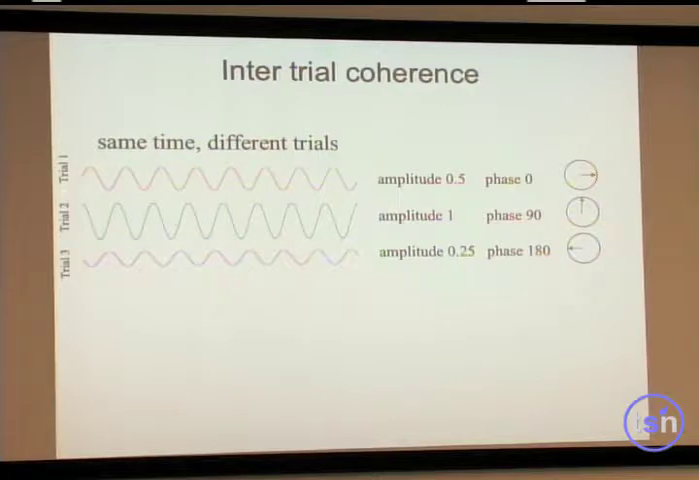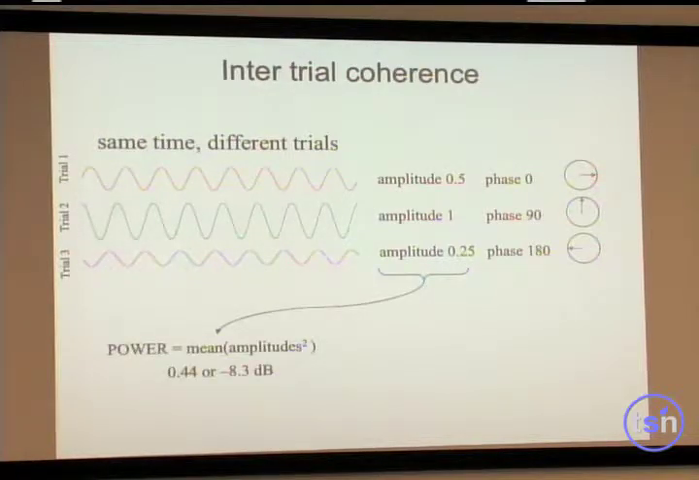So here we have different trials, and this one, so it's just one window here, for instance. This one's amplitude is 0.5, and the phase is 0. This one's amplitude is 1. The phase is 90 degrees. This one amplitude 0.5, phase 180. And here I just put the orientation of the vector. So I normalize the vector, and I just put the orientation.